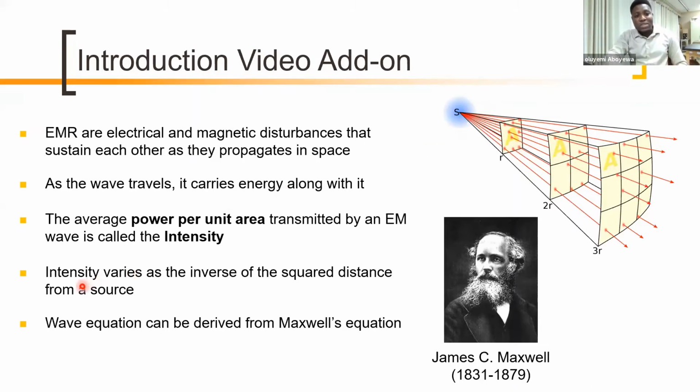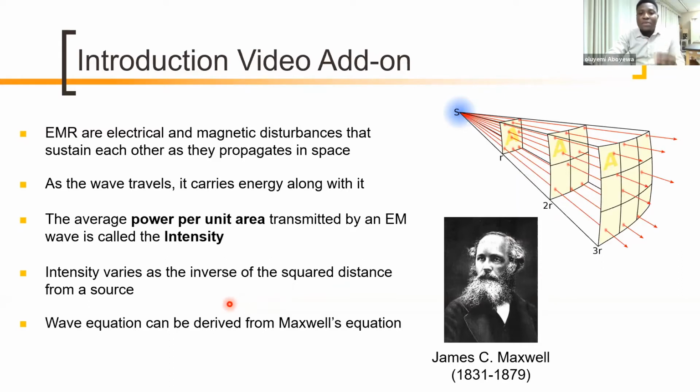In that sense, we say that the intensity of an electromagnetic wave varies inversely as the squared distance from the source. Just think of it as power divided by area for a hypothetical sphere. In this case, the area is just 4 pi r squared. In that sense, your intensity varies inversely with the square of the distance.